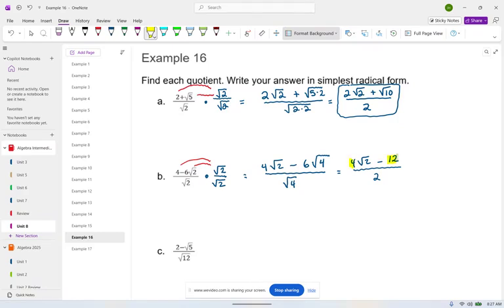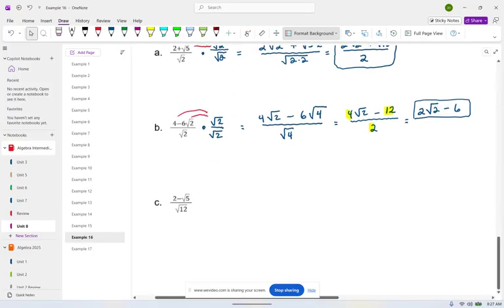We have 4, 12, and 2. All three of those are divisible by 2, so we're going to divide all of them by 2. So we'll have 4 divided by 2, which is 2, square root of 2, minus 12 divided by 2, which is 6, all over 2 divided by 2, which is 1, which we don't need to write. So that would be our final answer.